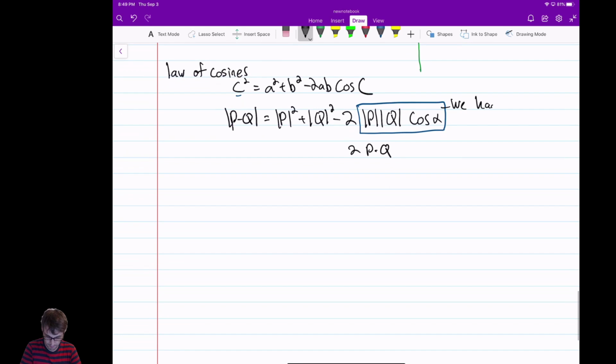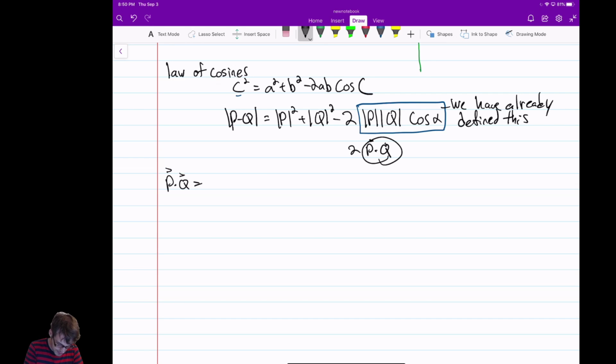We have already defined this. Okay. Now I'm going to start rewriting and rearranging this. I want this to be on my left, so I'm going to put it over here. P dot product Q, these are my classic dot product, equals, and I'm going to start copying this out.